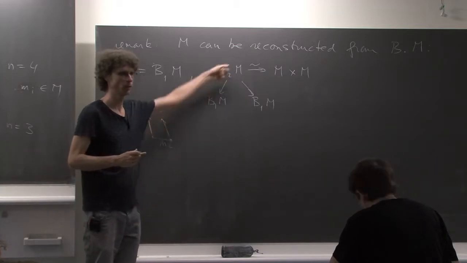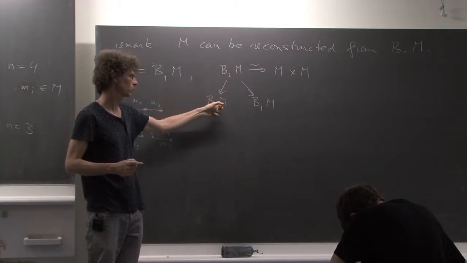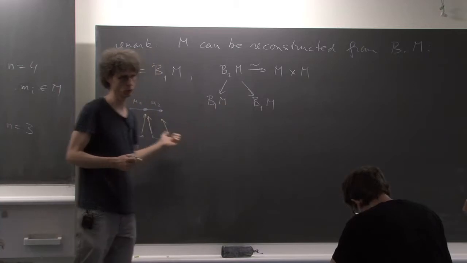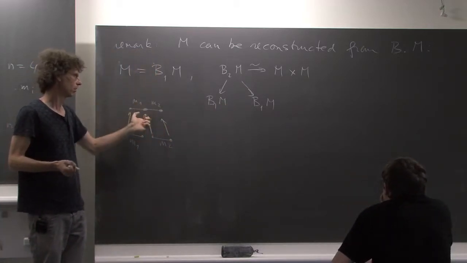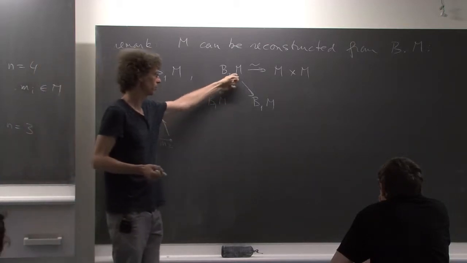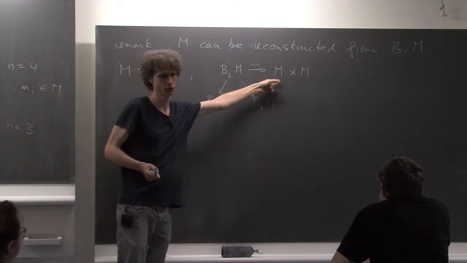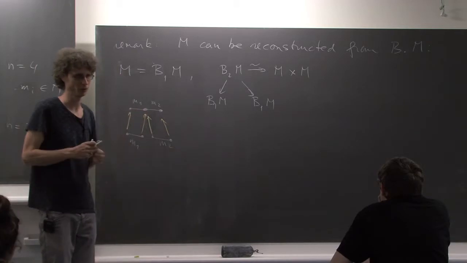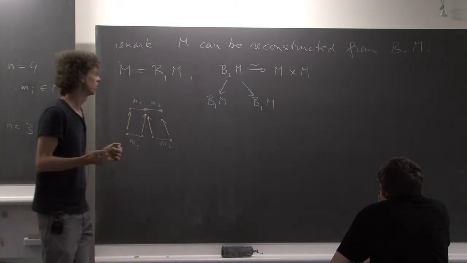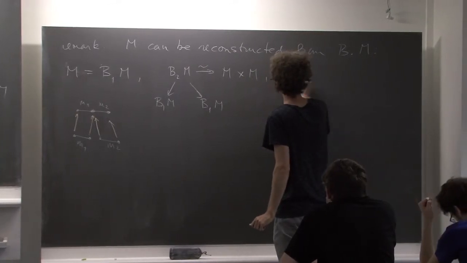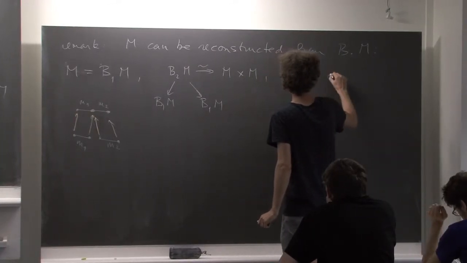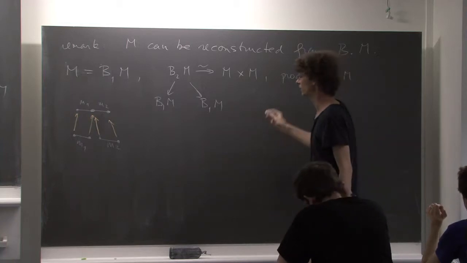So we have these two maps going from B2M to B1M, given simply by the simplicial structure. And it happens that this map going to the product is actually a bijection, because it's the nerve of something. For the nerve of something, that's true. And now the product, how does one get it?